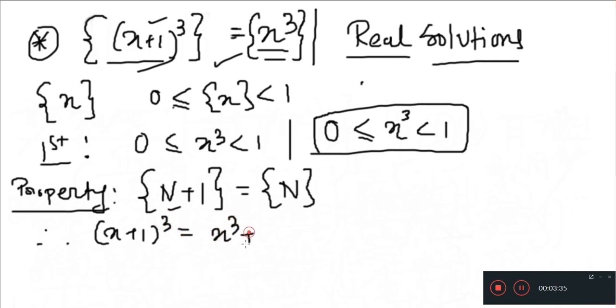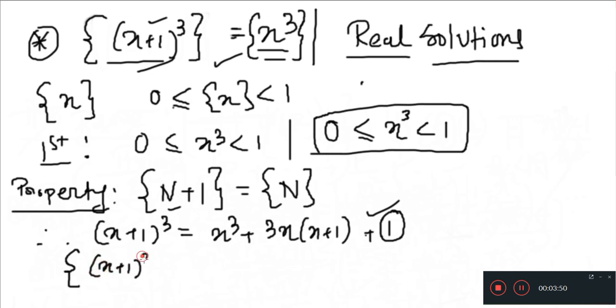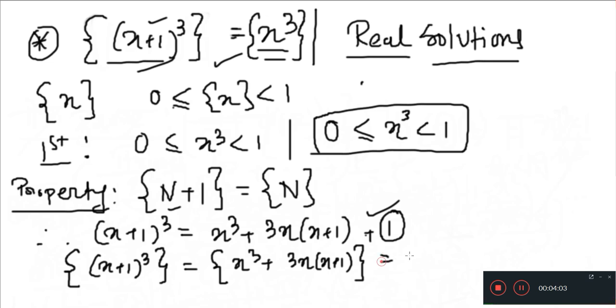We get x cube plus 3x into (x plus 1) plus 1. Consider this plus 1. This is where the periodic property applies, and we can safely write that the fractional part of (x plus 1) whole cube is equal to the fractional part of x cube plus 3 into x into (x plus 1), right? Now this should be equal to the fractional part of x cube.